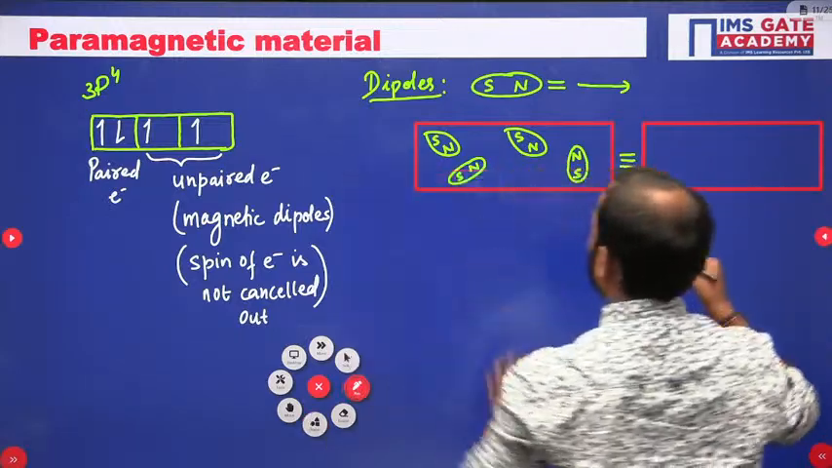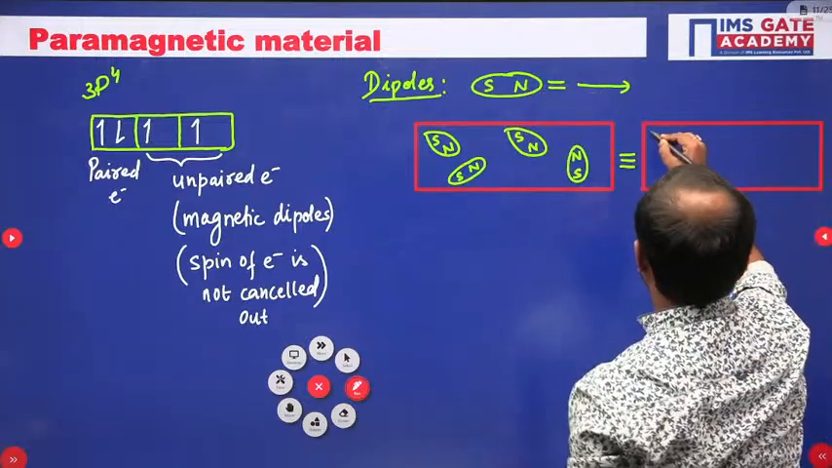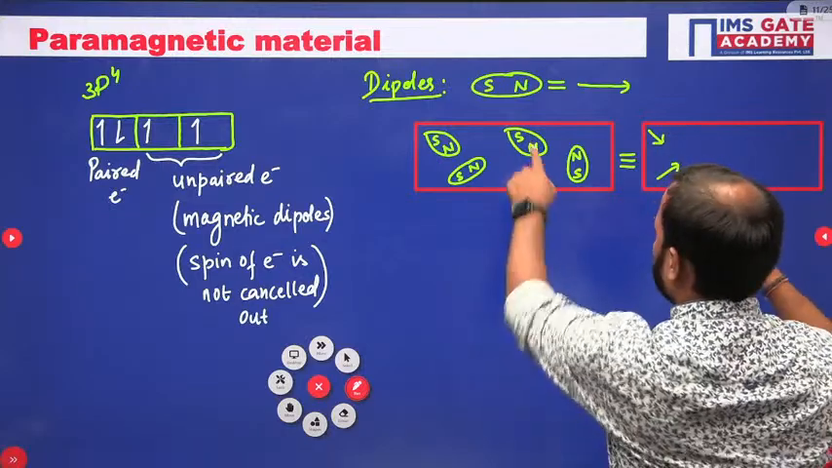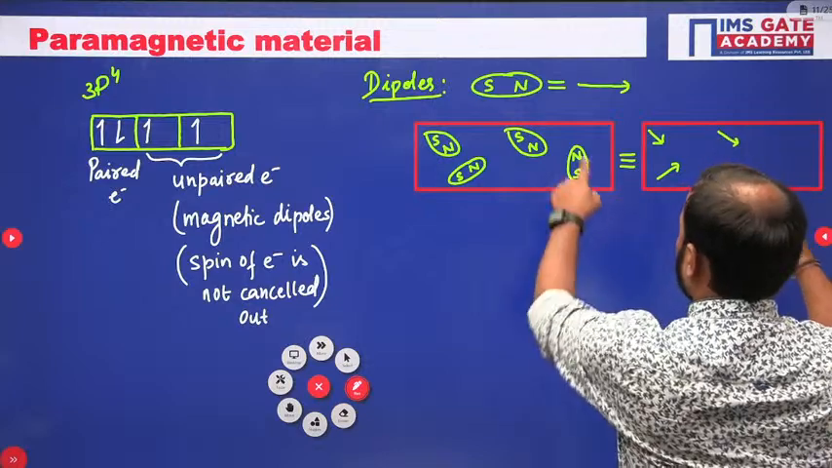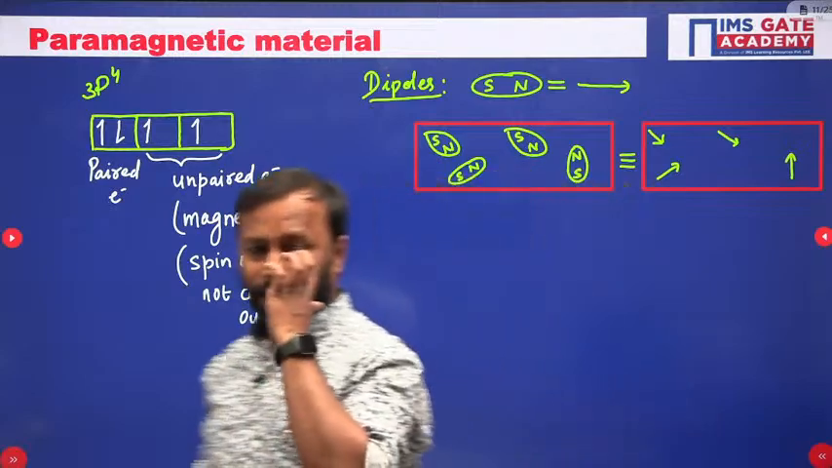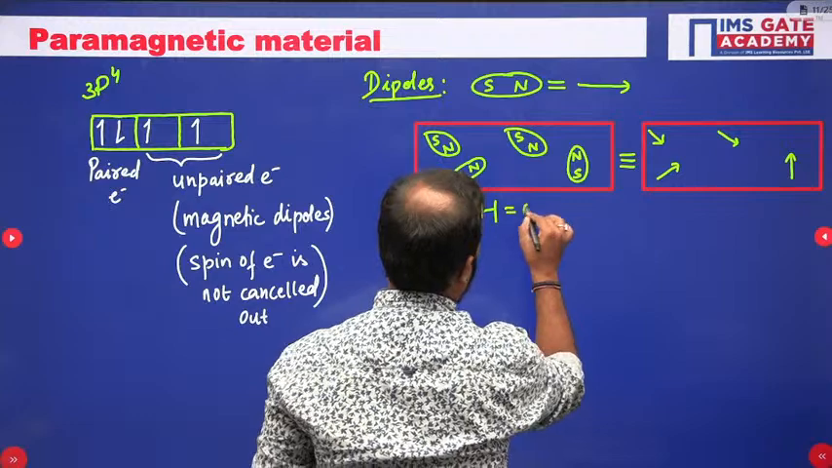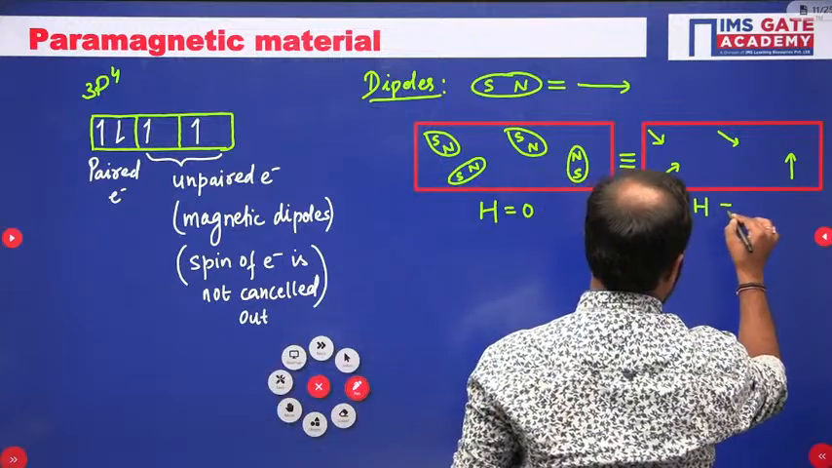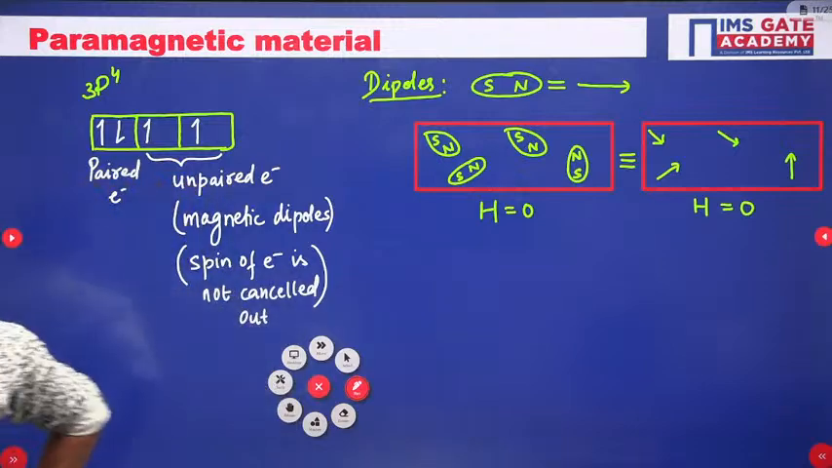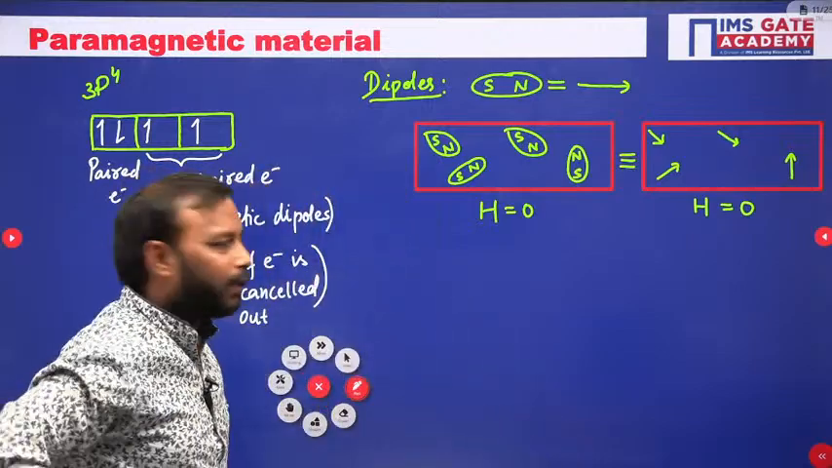It can be shown with this movement like this. See here, south to north, na? So it will be like this in a simple manner. South to north like this, south to north like this, south to north like this. So this is when magnetic field is not applied, meaning magnetic field intensity is not applied. Any doubt, Ajay, Matan?